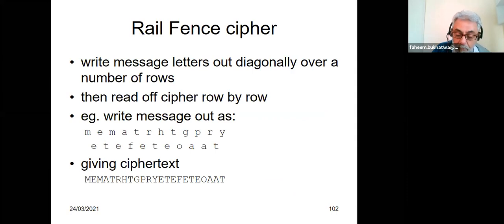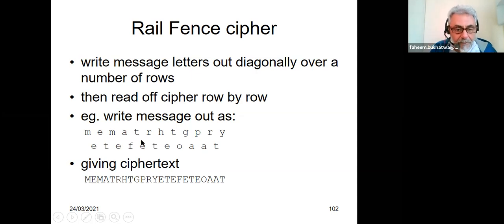I'll just show you how it works. You will not be required to actually work it out. In this example, the message is written diagonally. So you write your message, instead of in lines, you write M-E. For example, you want to write "meet me at something" or "meet me after" whatever the message is.